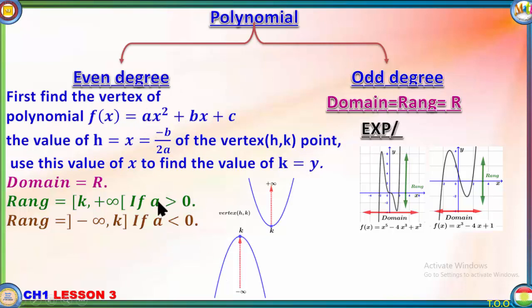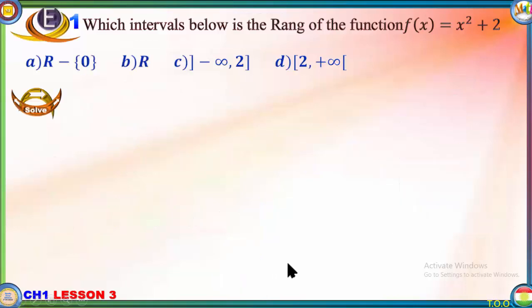If a is positive, the parabola of the quadratic function opens upward. Therefore, the range begins from k, or y of the vertex, to positive infinity. And if the leading coefficient is negative, then the parabola opens downward. So it goes from negative infinity to k.